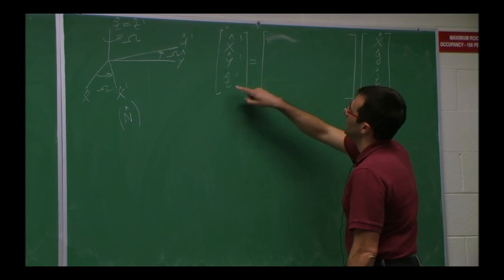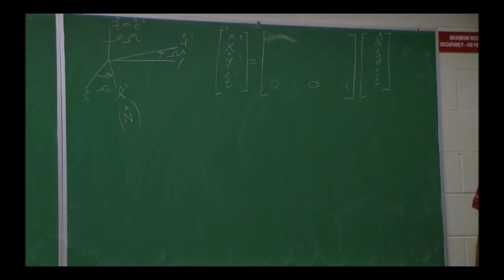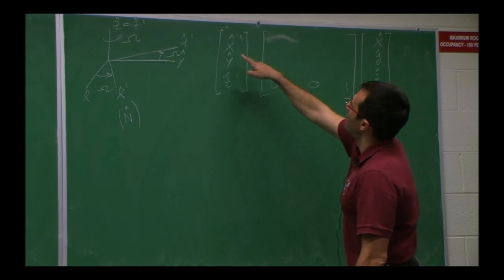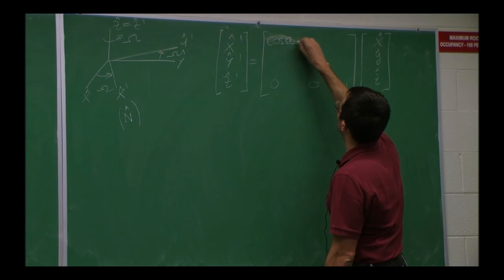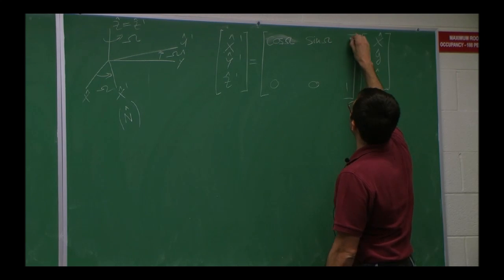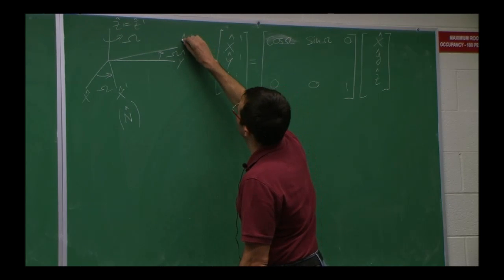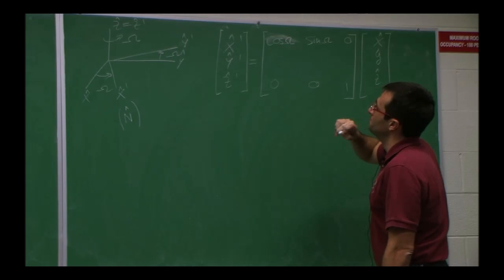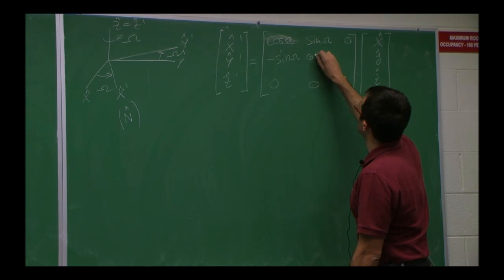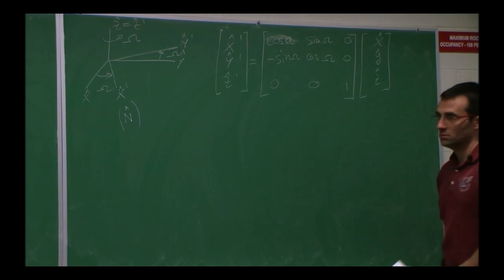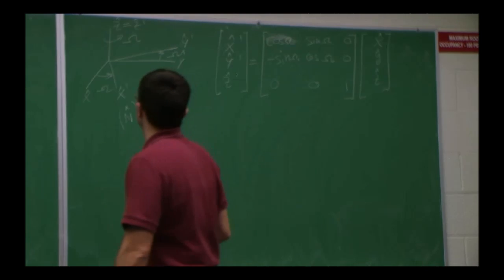Well, I'm going to do the easy one. The Z prime is Z. So how about 0, 0, 1? And then X hat prime projects on X hat as cosine of big omega, and then I have a sine of big omega, and then I have a 0. And for Y hat prime, I have a minus sine of omega, cosine of omega, and then I have a 0. Okay.